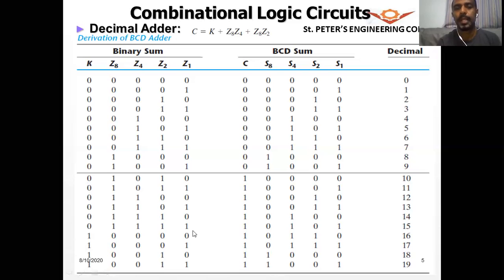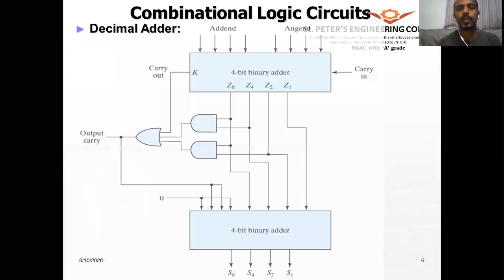Okay. Now let us look at the decimal adder circuit. So we have the 4-bit binary adder, which is the same. The two numbers that you are going to add are called the addend and augend. So you will be adding the two numbers, that is A0, A1, A2, A3 and B0, B1, B2, B3. So you will be adding the same 4-bit numbers. This is a simple full adder circuit. Next, you have a carry in and then carry out.